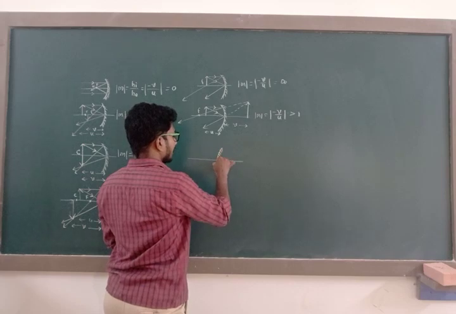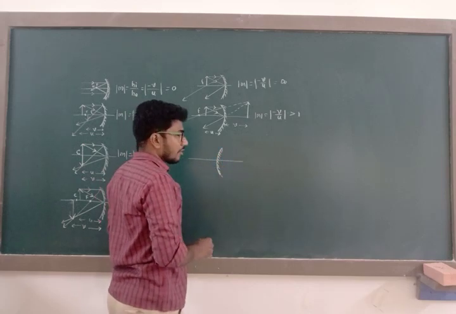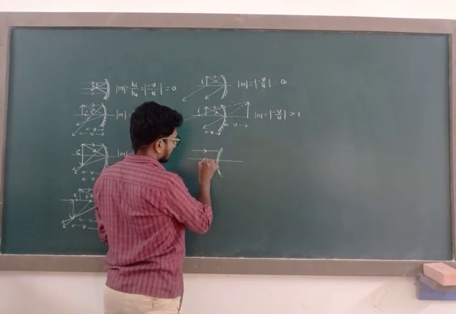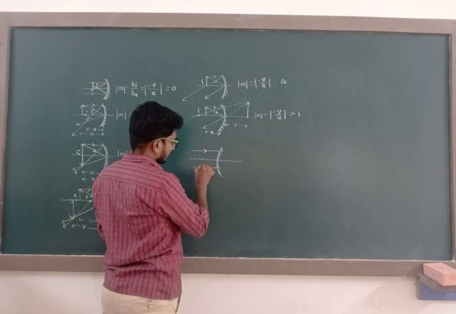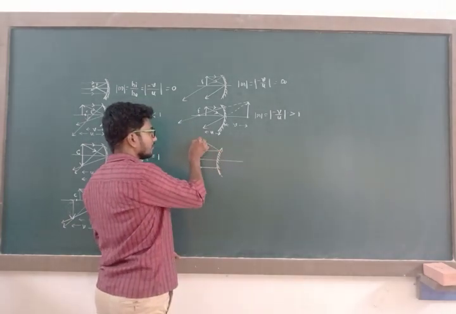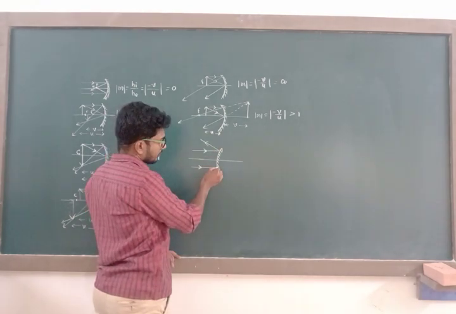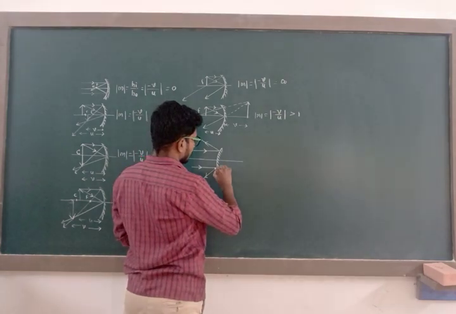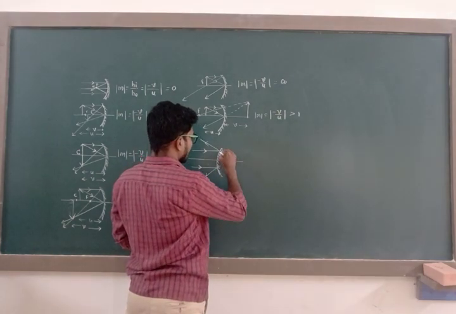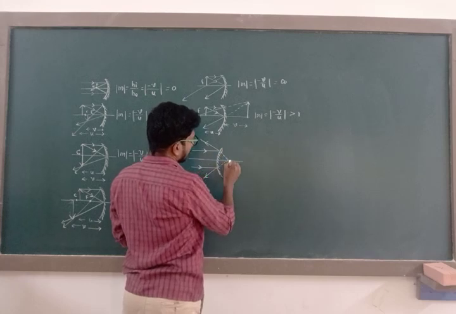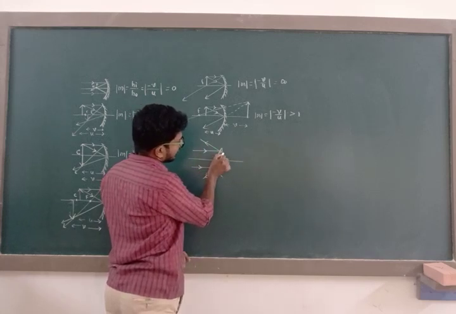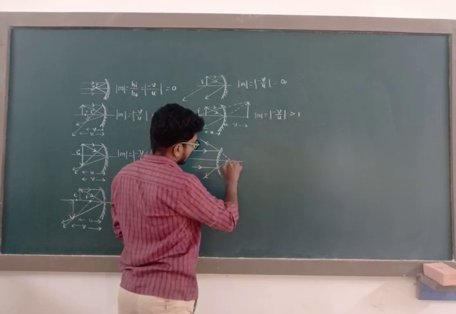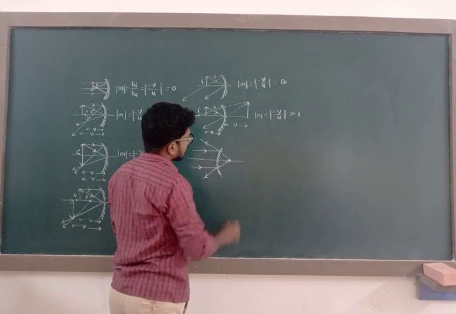outer surface is reflecting, inner surface is opaque. An object lies at infinity, then incident light rays are parallel to the principal axis. After reflection, we will get a divergent beam of light. By proceeding these two light rays in backward direction, they are going to meet at some point, and that point is known as principal focus. So here this point is principal focus.